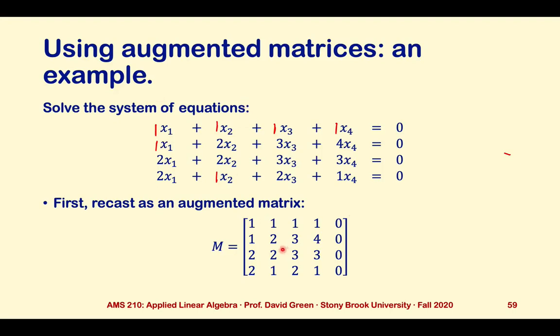Just fill in the coefficients alone without any of the addition signs, without any of the variables, and so on. This has all of the same information of this system. We can read this equation as x1 plus x2 plus x3 plus x4 equals 0. All of the same information.